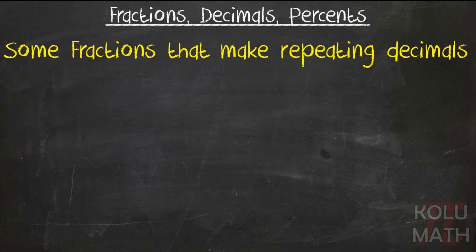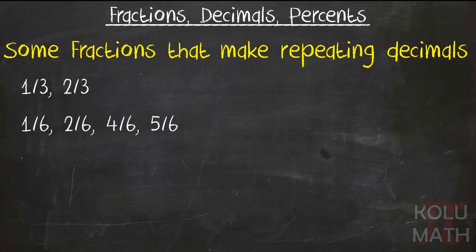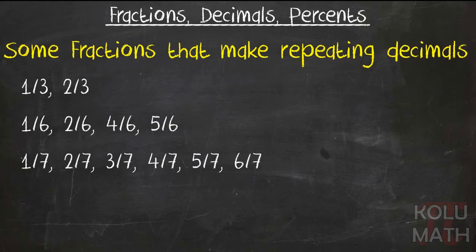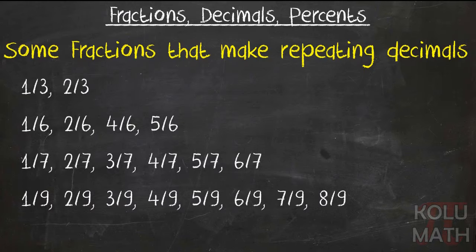Some famous fractions that are repeating decimals: 1 over 3, 2 over 3. 1 over 6, 2 over 6, 4 over 6, 5 over 6. 1 over 7, 2 over 7, 3 over 7. Go ahead, pop these in your calculator, and you'll see that they have repeating decimals. Repeating decimals are actually kind of common, believe it or not. Kind of blows people's mind.